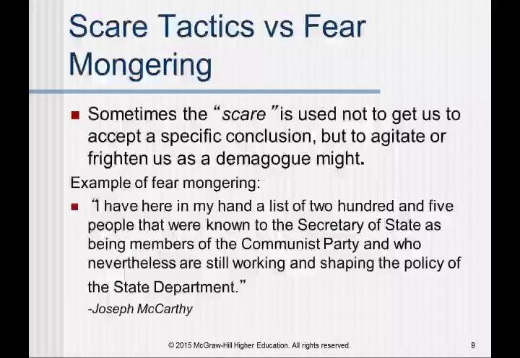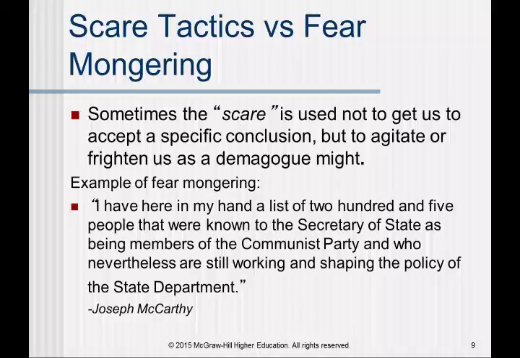All right. Next one, scare tactic versus fear mongering. Let's talk about the difference there. Sometimes the scare is used not to get us to accept a specific conclusion, but to agitate or frighten us as a demagogue might.